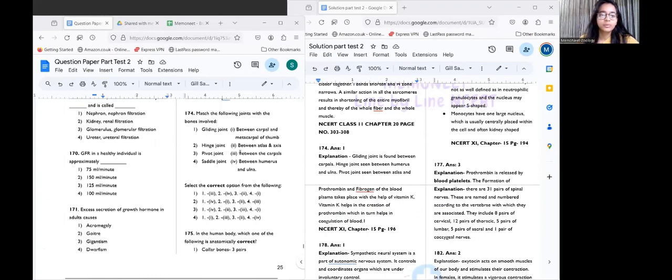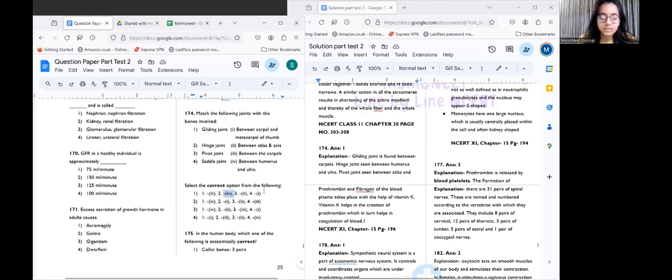The next question is question number 174, which states, match the following joints with the bones involved. We have gliding joint, hinge joint, pivot joint, saddle joint. Hinge joint is the joint which allows only one type of movement, like the elbow joint, right? The elbow joint is between the humerus and the radius and ulna of the forearm. So the answer is 2 matches to 4, and the option where 2 matches to 4 is option 1.